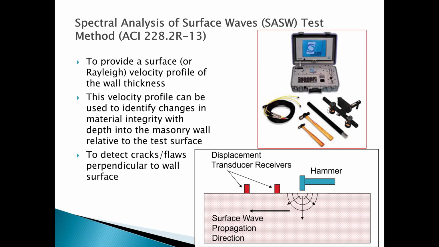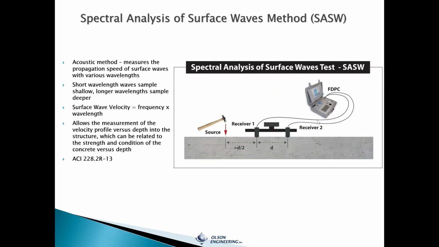And we make this equipment, the ruggedized PC, you can have spacings from 6 centimeters to 80 centimeters. And it detects cracks or flaws that are perpendicular to the wall surface, the depth of them, because it gets faster beyond the tip of the crack. And it gives you general velocity versus depth into the material versus wavelength, which is approximately depth in concrete and masonry. So here we show just a schematic of that with the PC.